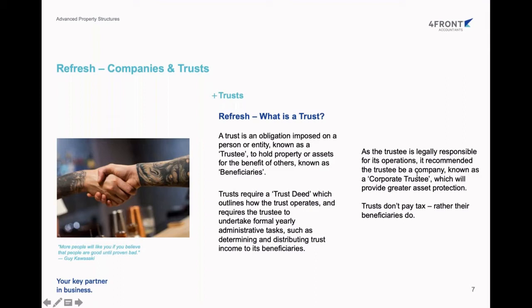Trusts generally don't pay tax. I have seen trusts pay tax, but you shouldn't because the tax rate's ridiculously high. Trusts don't pay tax, rather the beneficiaries do. So whatever money the trust makes or profits that it makes, it has to distribute at the end of each year to its beneficiaries.